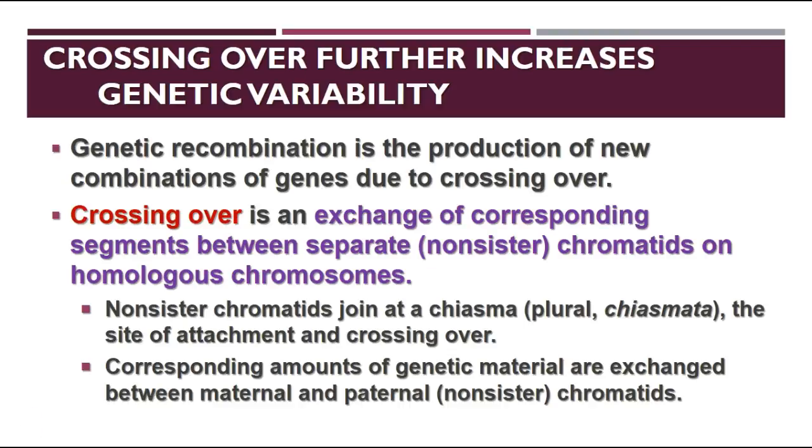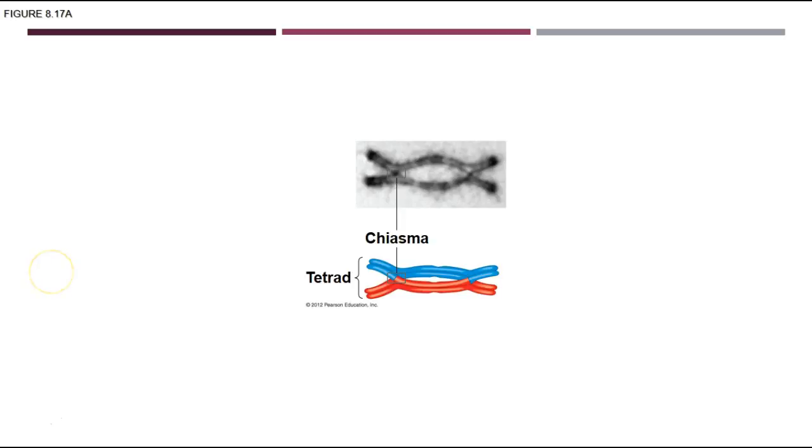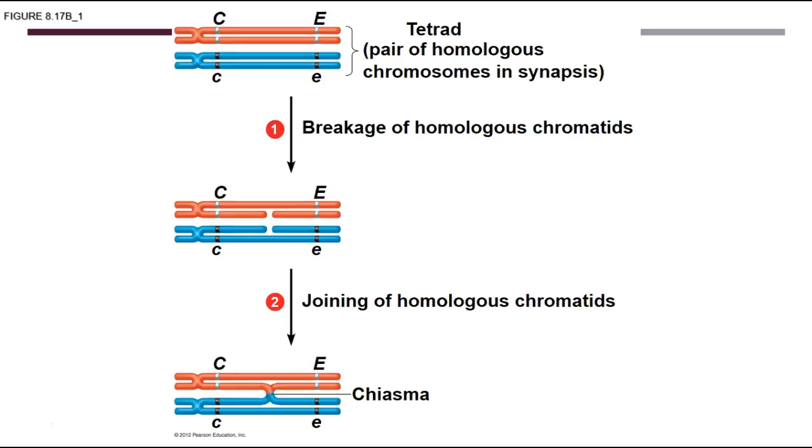So let's talk a little bit more about that crossing over thing. Genetic recombination is really important to maintain new combinations of genes, okay? This crossing over is exchanging corresponding segments between separate chromatids, and that's going to cause a lot of different combinations of genes in the offspring. The place where they cross over is called a chiasma. It's not really that important for you to know that, but it's really interesting to see what it looks like in the picture as opposed to the diagram.